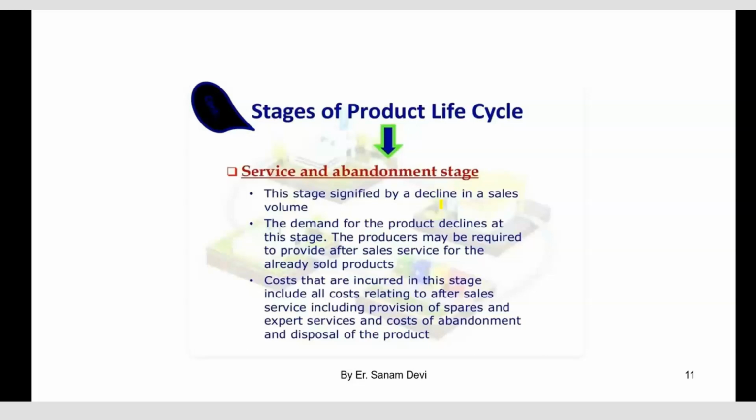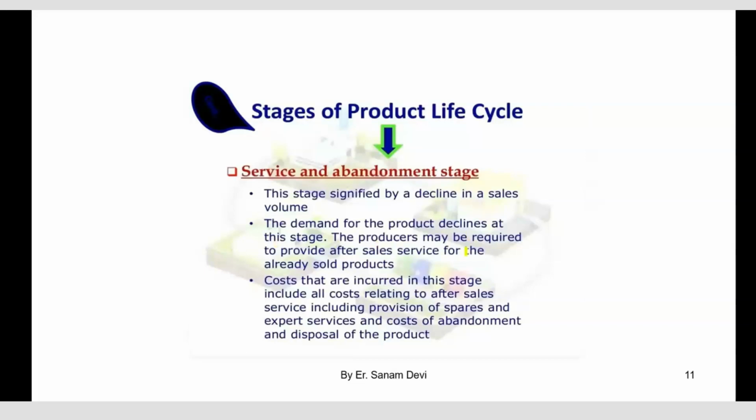Means, see, Ambassador car. Previously, it reached a high peak. Now it is not in sale. Previously, what was there? It is there. In Kolkata only, we are seeing some Ambassador cars, but in India, we are not seeing them everywhere. So the decline in sale happened to that one. The demand for the product declines at this stage.